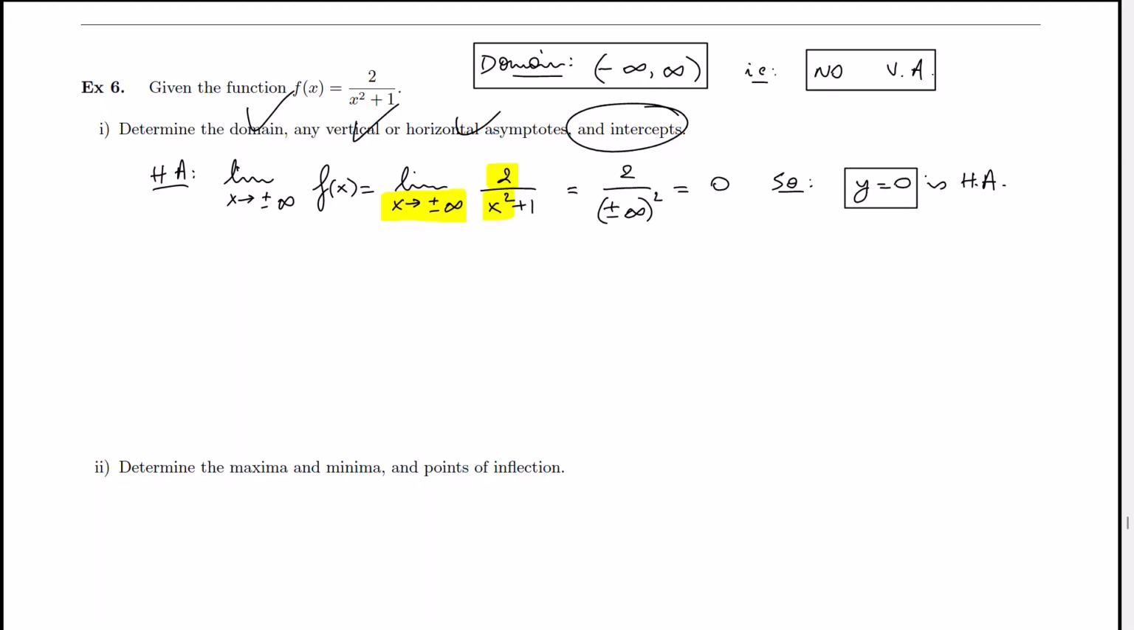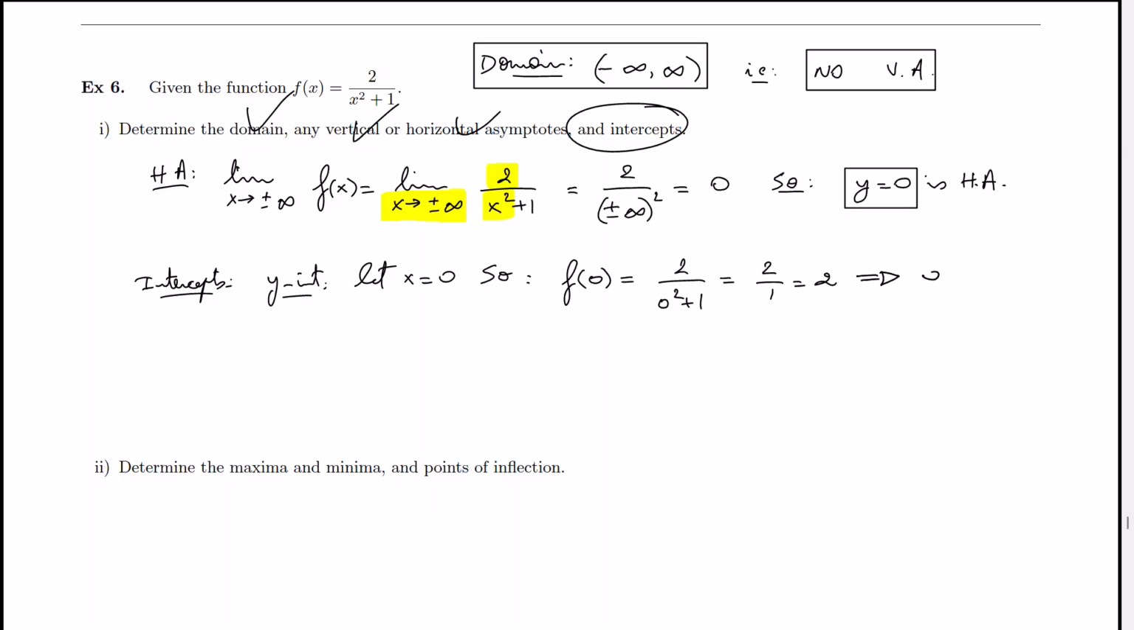The only thing that remains is the intercepts. So there are two types of intercepts. So let's begin by finding the y-intercept. To find the y-intercept, we're going to let x be equal to 0. So this means that I'm going to put 0 into the function f of x. And this will be 2 divided by 0 squared plus 1, which is 2 over 1, which is just simply 2. And so the point on the function is (0, 2).